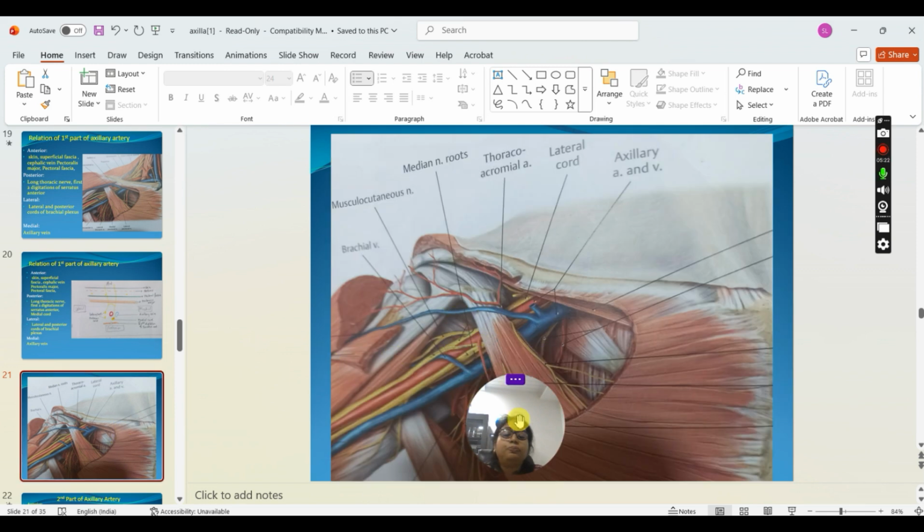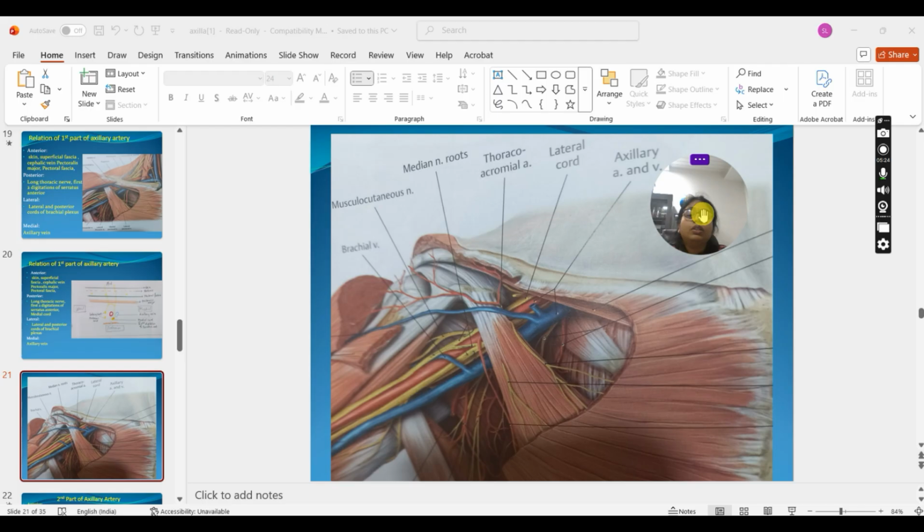So, this is the second part, the portion underneath the pectoralis minor. Okay, so what all things have you taken out? You have taken out the skin, superficial fascia, then pectoral fascia, pectoralis major and the pectoralis minor. Then you can expose the second part.